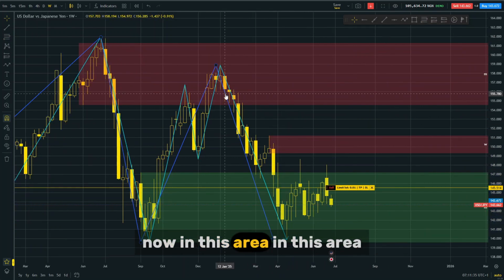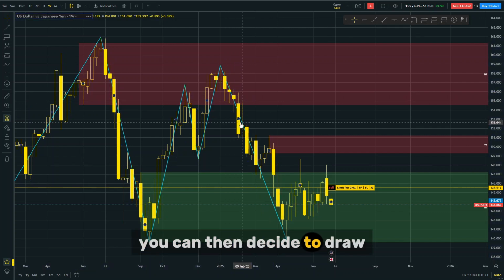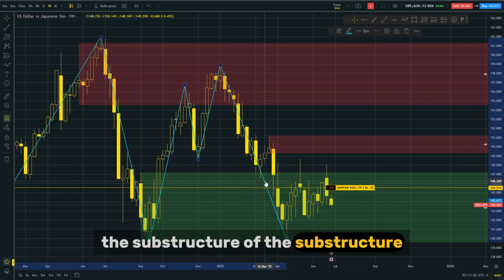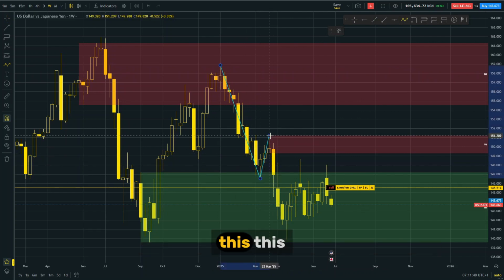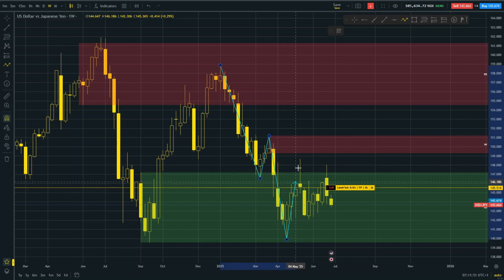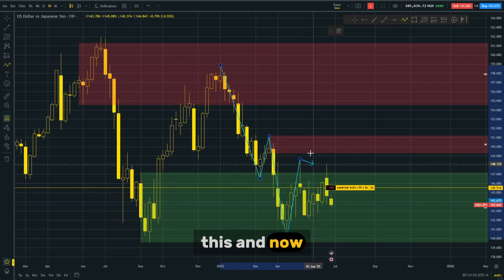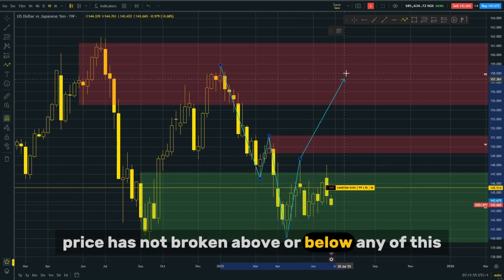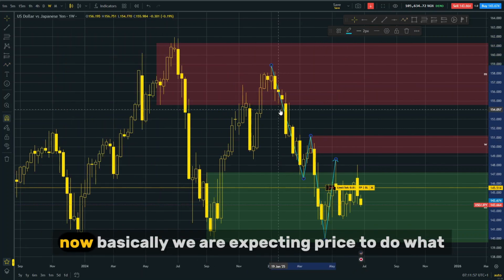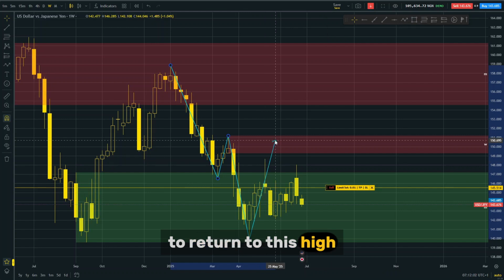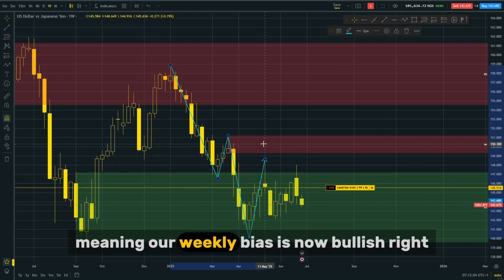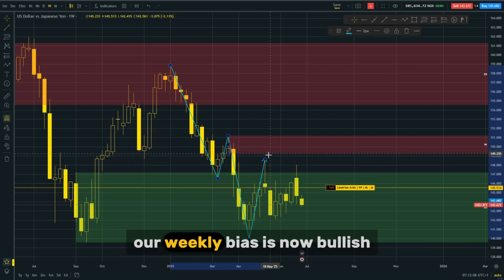Now in this area, you can then decide to draw the substructure of the substructure. So substructure is price did this, and now price has not broken above or below any of this. Now basically we're expecting price to do what? To return to this high, meaning our weekly bias is now bullish, right? Our weekly bias is now bullish.